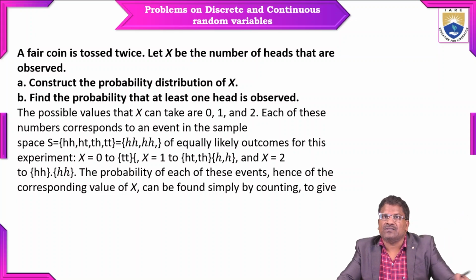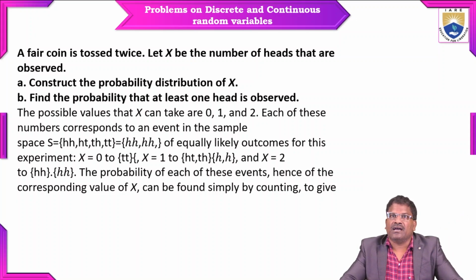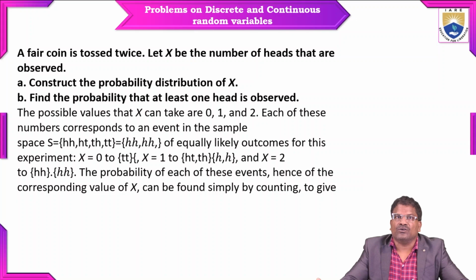So the possible values that x can take are 0, 1, and 2. See, each toss is a head or a tail. Only two possible values are there, 2 events will be there. Why? If no head is there, it comes under 0. If one head is there, we assign 1. If both are heads, we assign 2. Like that, we give the numbering.